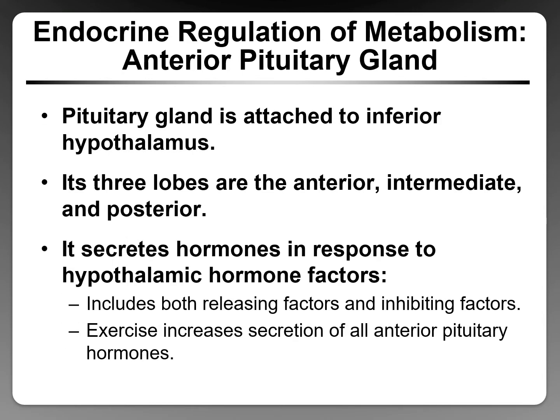We will start with the anterior pituitary gland. The anterior pituitary gland is going to be attached to the inferior surface of the hypothalamus in the brain. It will have 3 lobes, the anterior, intermediate, and posterior lobes. We are mostly focused on the anterior lobe in this module. The anterior lobe is going to secrete hormones that are going to respond to the hypothalamic hormone factors. This will include both releasing factors and inhibiting factors. Exercise is going to overall increase the secretion of all of our anterior pituitary hormones.